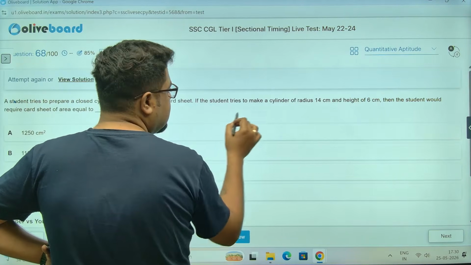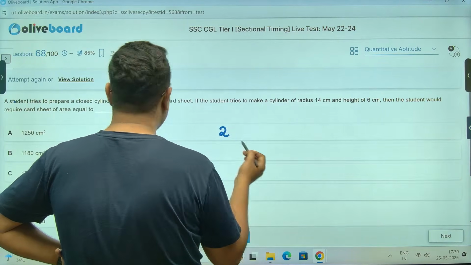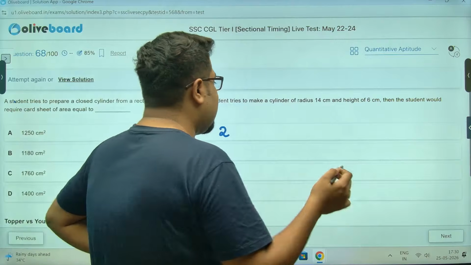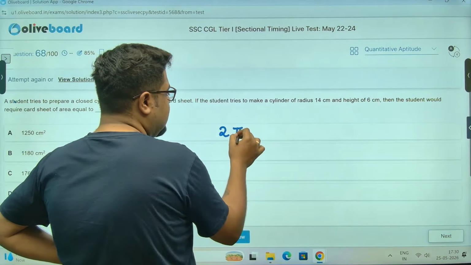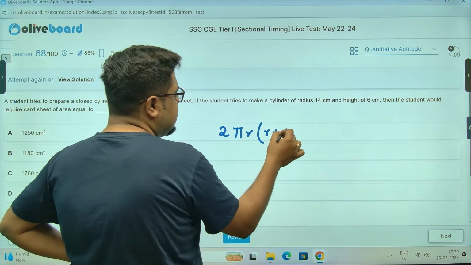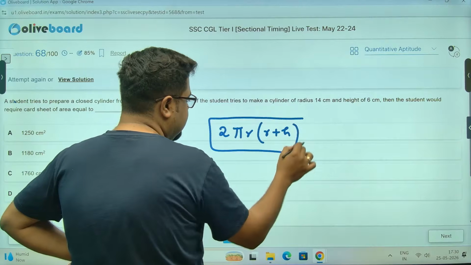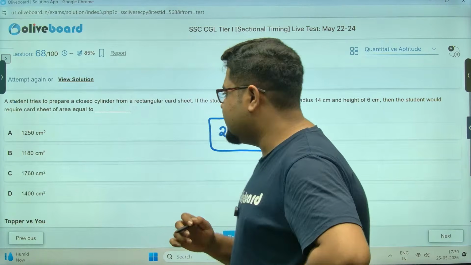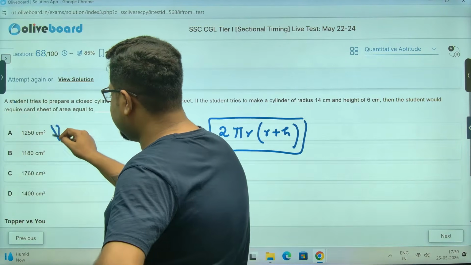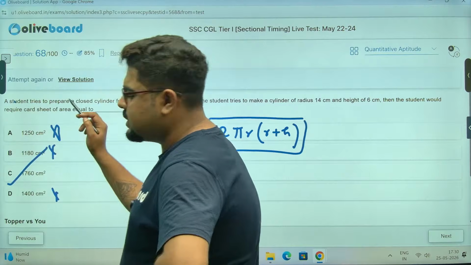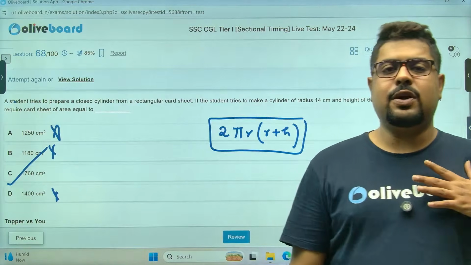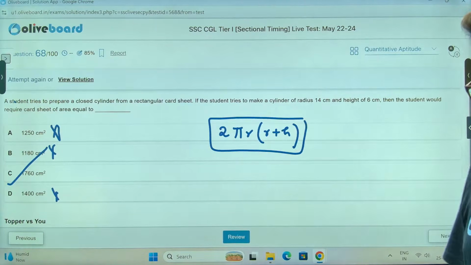2 pi r into r plus h. Again, do one thing, sir. You can calculate 2 pi r into r plus h. The easiest way, if I check, you can check for multiples of 11, sir. This is not a multiple, not a multiple. Option C is the answer. 176 is the only multiple of 11, sir.